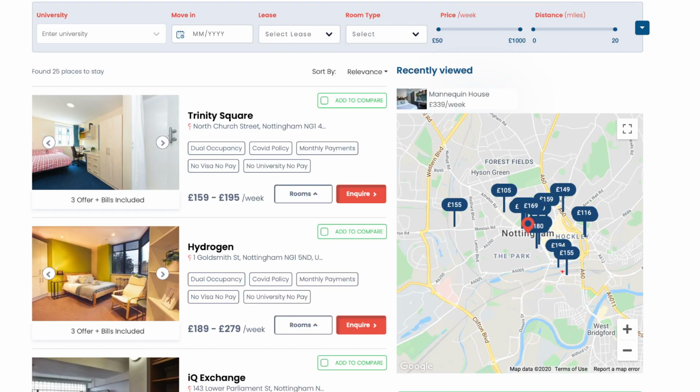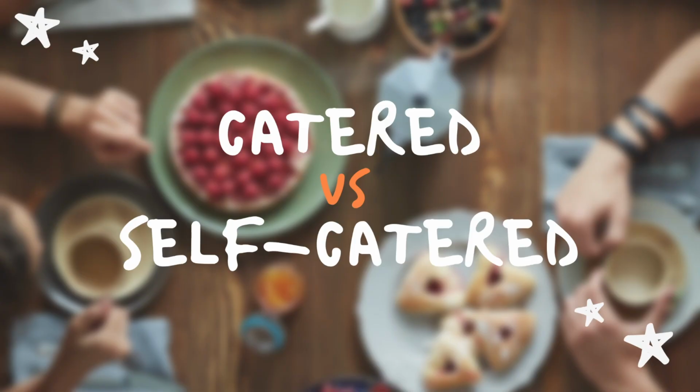The next thing you need to think about is whether to go for catered or self-catered accommodation. I really didn't know what it meant before coming to the UK to study, but catered is basically with food provided. Self-catered is where you provide your own meals. University halls will have an option to go for catered or self-catered, while private accommodation is usually self-catered.